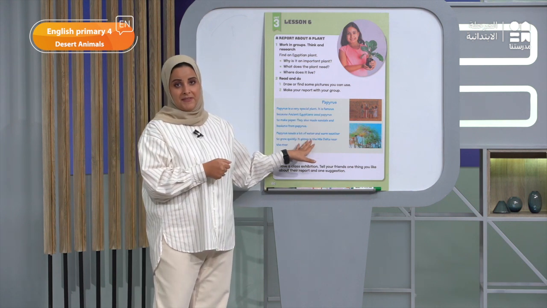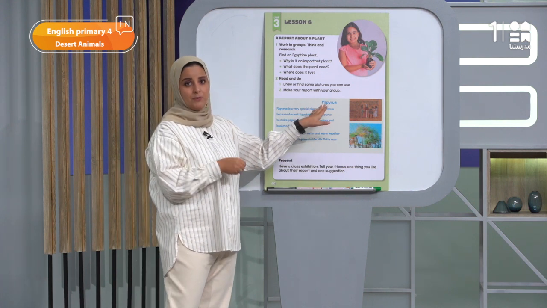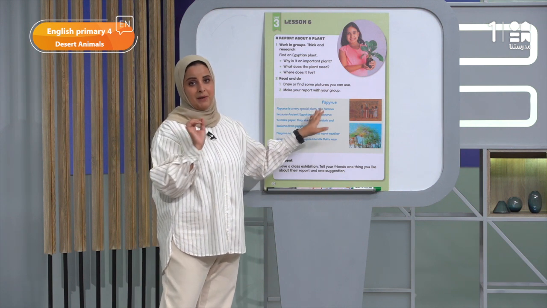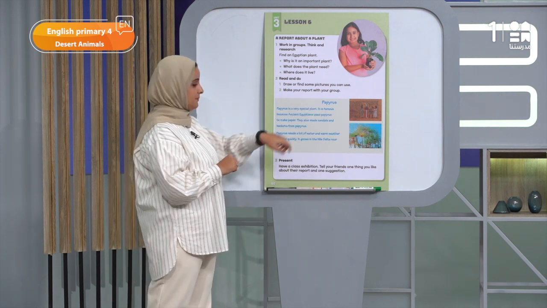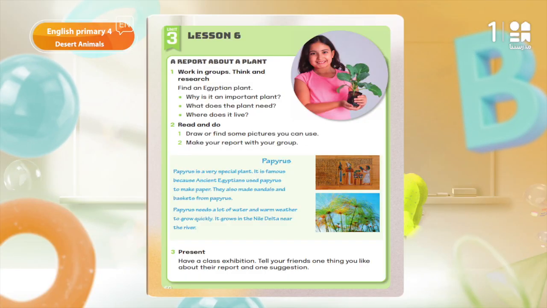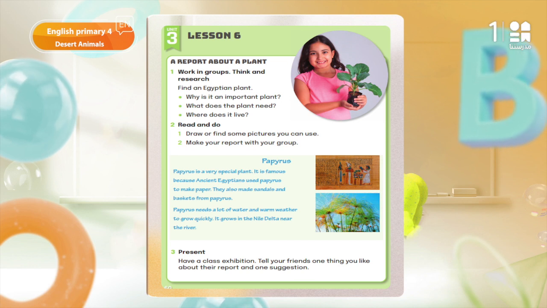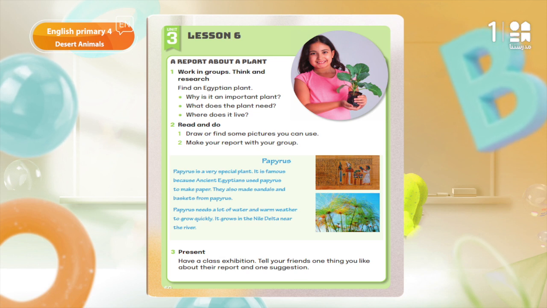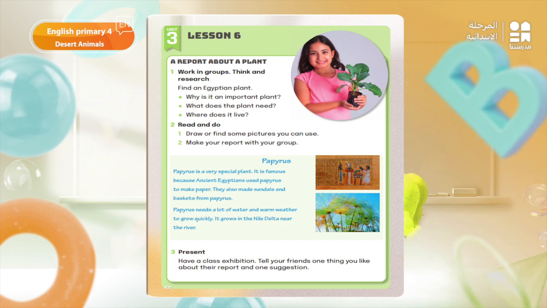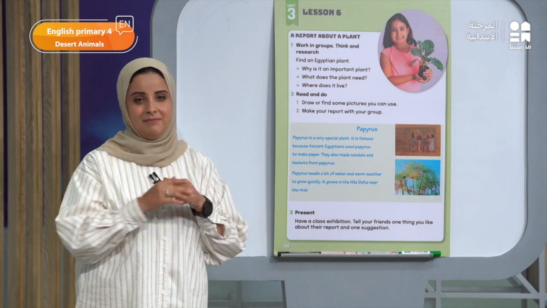Let's read together the text about the papyrus or the report about the papyrus. Papyrus. Papyrus is a very special plant. It is famous because ancient Egyptians used papyrus to make paper. They also made sandals and baskets from papyrus. Papyrus needs a lot of water and warm weather. To grow quickly, it grows in the Nile Delta near the river. One more time.